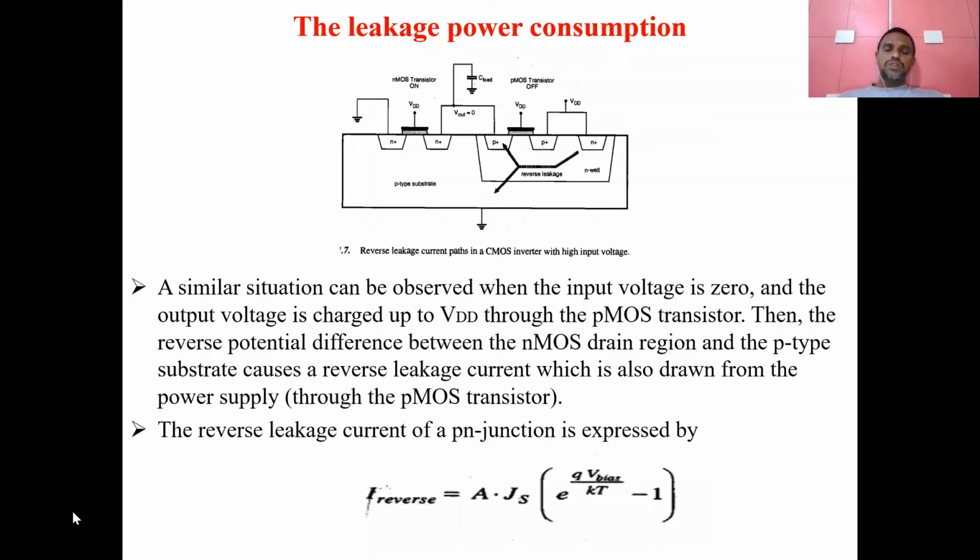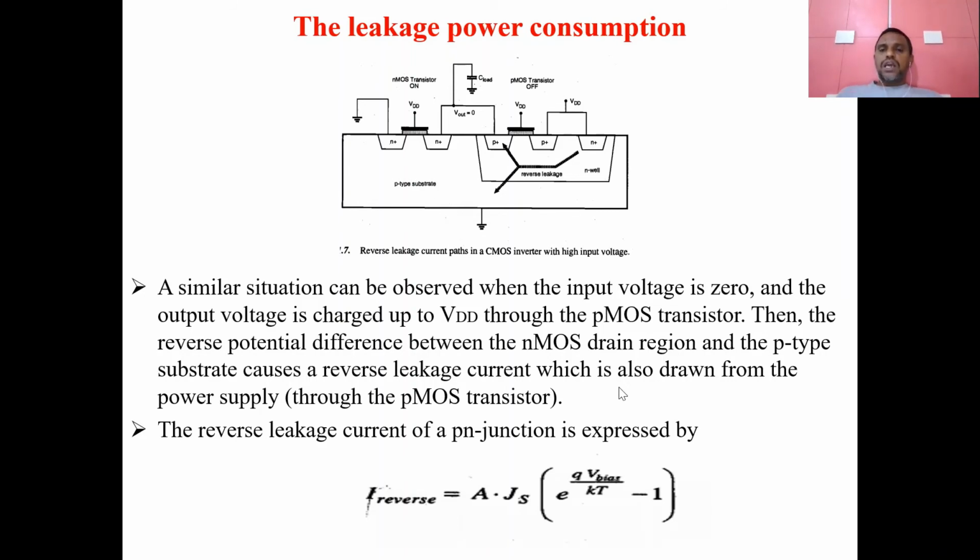So that is what we have as the reverse leakage current. A similar situation can be observed when the input voltage is 0 and the output voltage is charged up to VDD through the PMOS transistor. Then the reverse potential difference between the NMOS drain region and the P-type substrate causes a reverse leakage current.